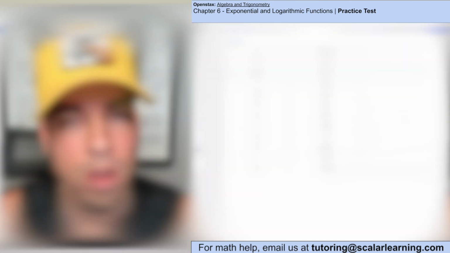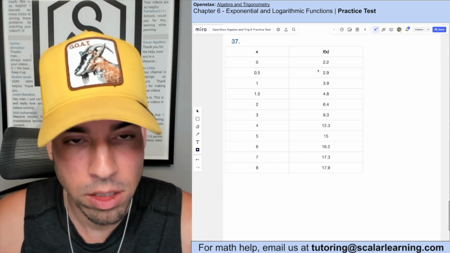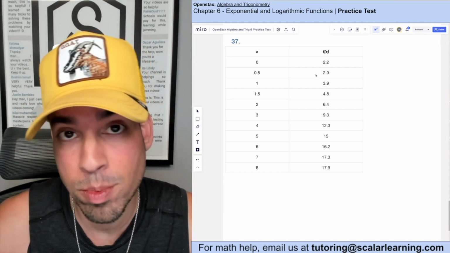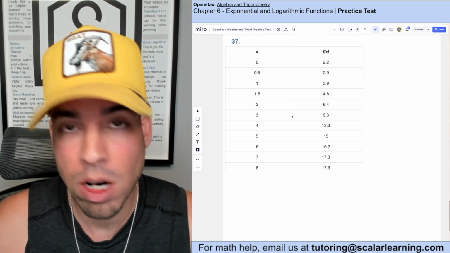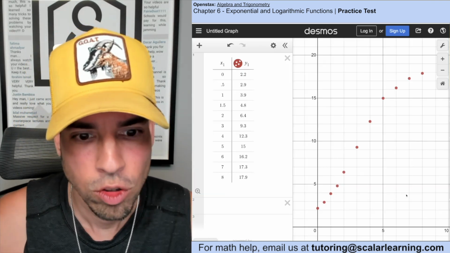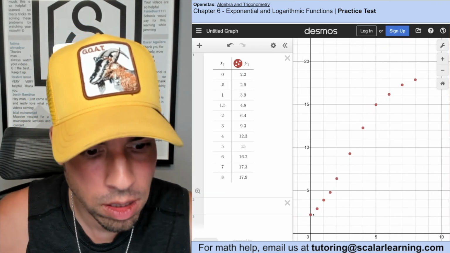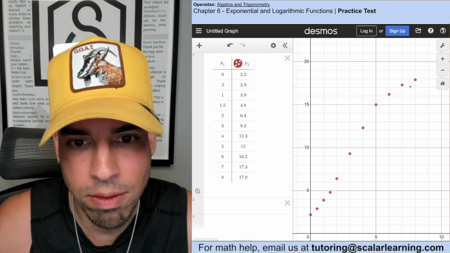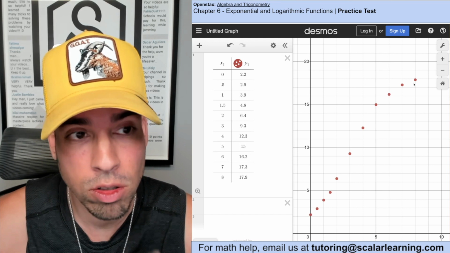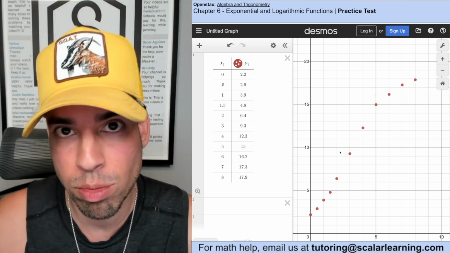Boom. So for this problem, once again, we're going to plug the values into Desmos. We're going to see, is this exponential, logarithmic, logistic, etc. And then we're going to run the appropriate regression. So let's do that now. So for this one, as we map it out, you can see it kind of goes up, and then it kind of slows down in terms of the slope, right? It seems to be leveling off. So this definitely looks like a logistic function. So now let's run the appropriate regression model.